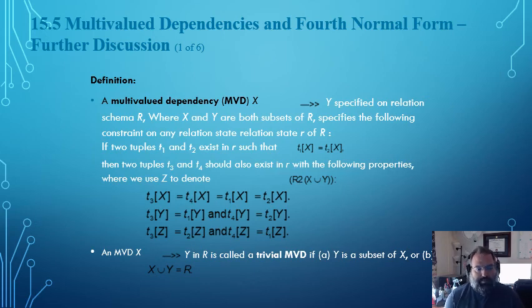A multi-value dependency, MVD, X implies Y, specified on a relation schema R where X and Y are both subsets of R, specifies the following constraint on any relation state r of R. If two tuples t1 and t2 exist in r such that t1[X] = t2[X], then two tuples t3 and t4 should also exist in r. The following properties hold, where we use Z to denote the remaining attributes, and so on.